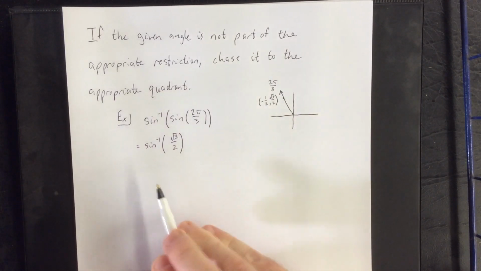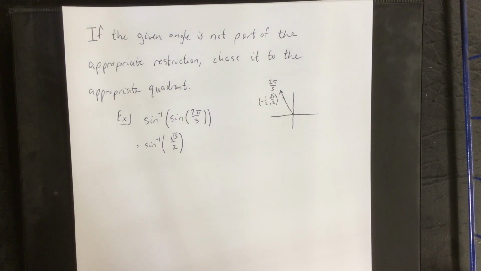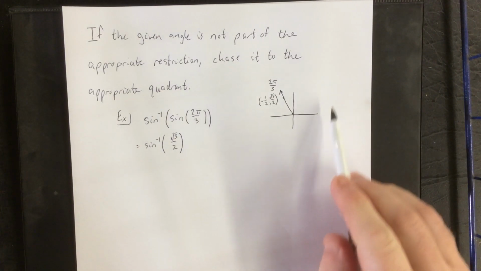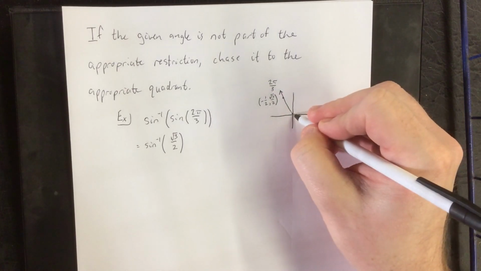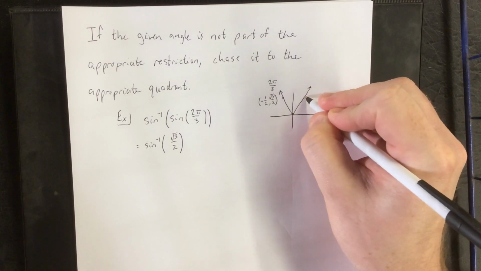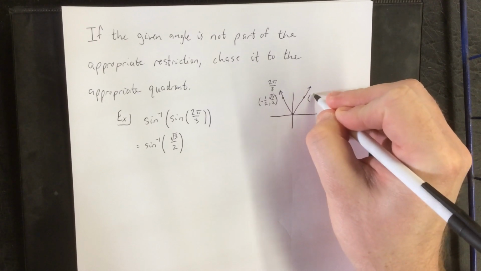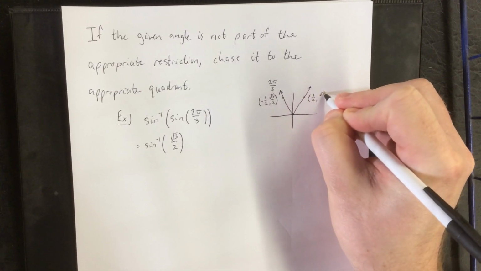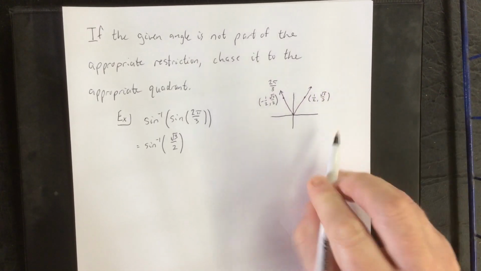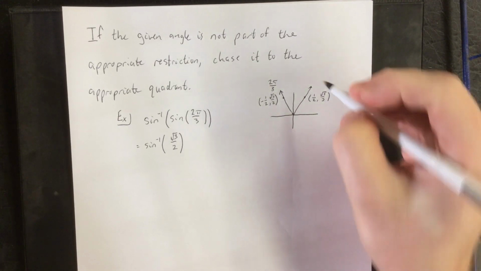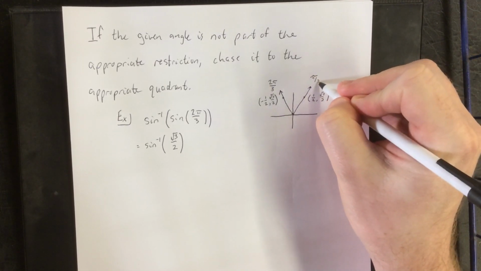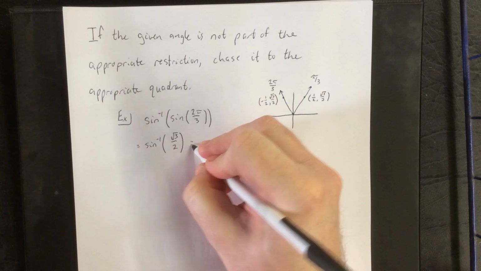When we ask for the inverse sine of root 3 over 2, though, we're trying to find the angle that is between negative pi over 2 and pi over 2, that has the same sine. That would be this angle in quadrant 1. Specifically, that would be pi over 3.